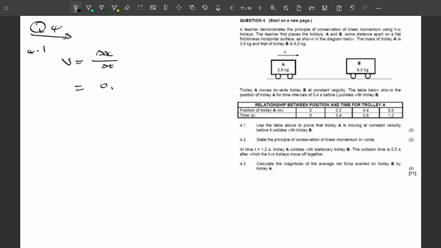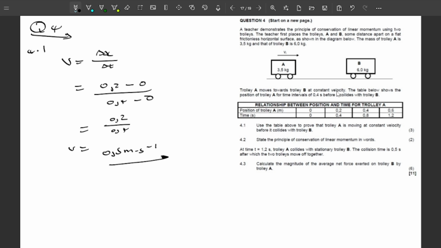So the final is 0.2 minus 0, divided by the time, which is 0.4 minus 0, and the final answer should be 0.5 meters per second. So this is the final answer that they want. This means that the velocity here is constant, so we've proved it.